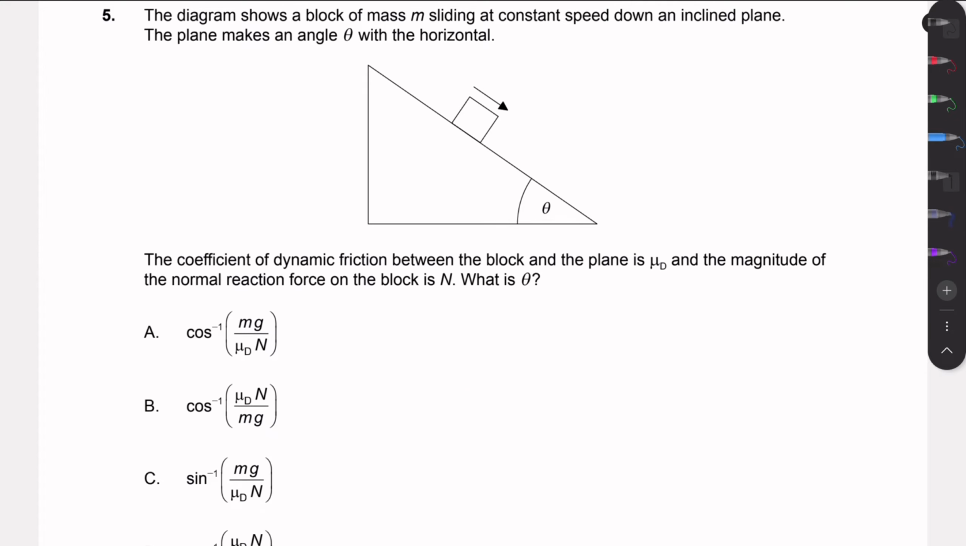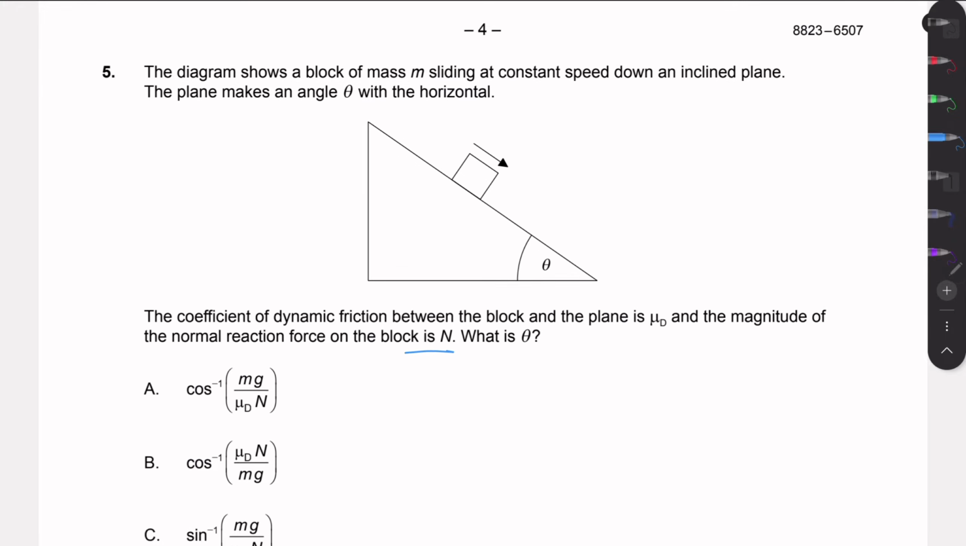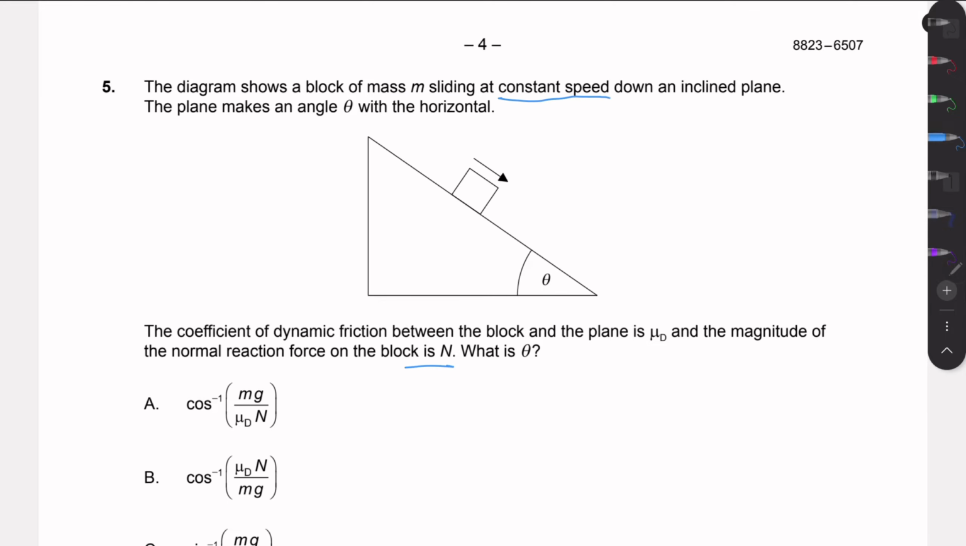Then in question 5, we're told that the diagram shows a block of mass m sliding at constant speed on this incline. We're also given this angle theta. We have some coefficient of dynamic friction, and we need to state the magnitude of the normal reaction force on the block. So N is the normal force, and we need to state what it is if we're sliding at constant speed. This is the key thing we need to notice here.